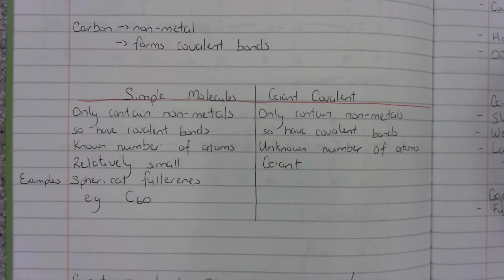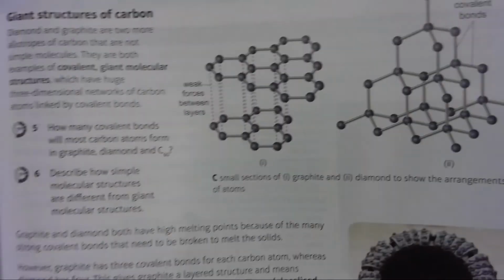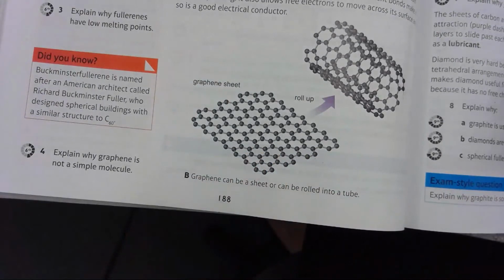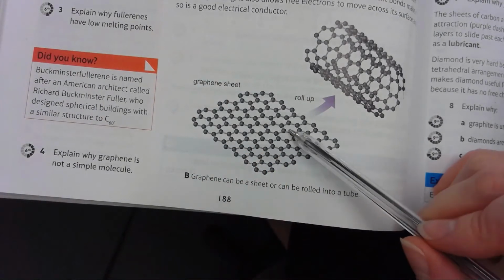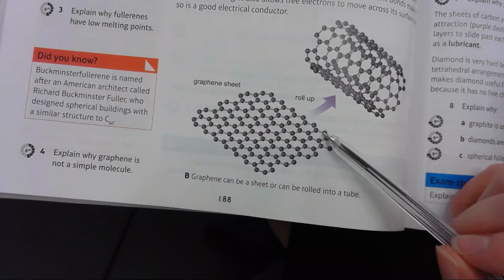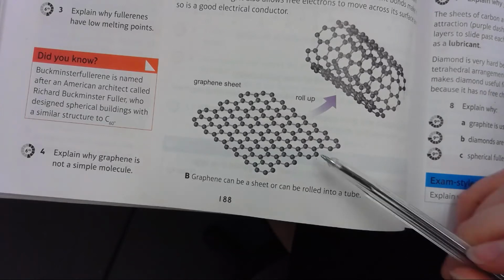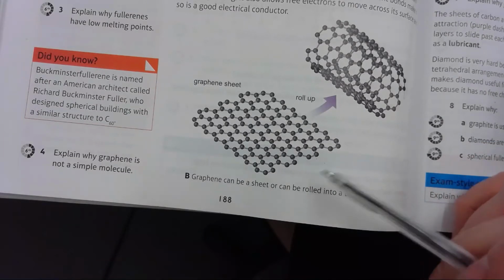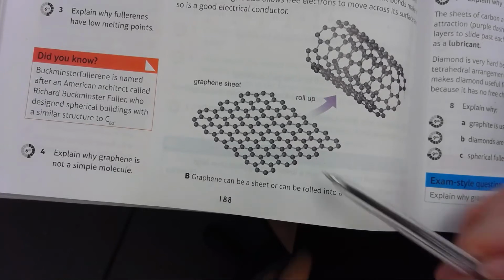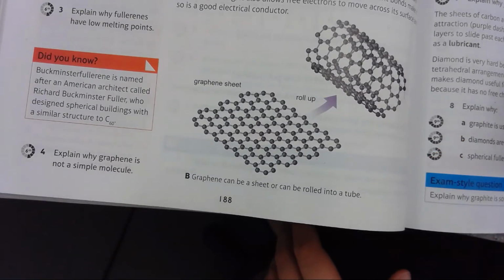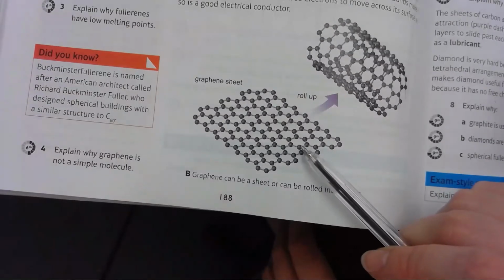Another example of a giant covalent allotrope of carbon is going to be graphene. So like what we saw before, each of these black dots is representing a carbon atom, which means all of these bonds are covalent bonds. You've got lots of strong covalent bonds. But in diamond, each carbon atom formed 4 bonds and it formed a 3D structure. In graphene, each carbon atom is only forming 3 bonds, so it's just forming a sheet.